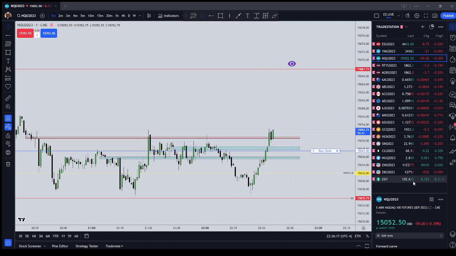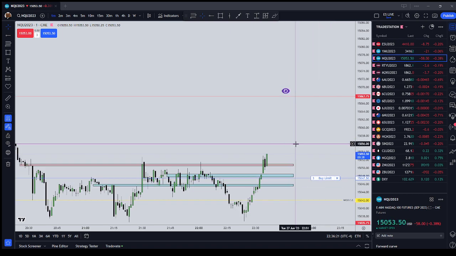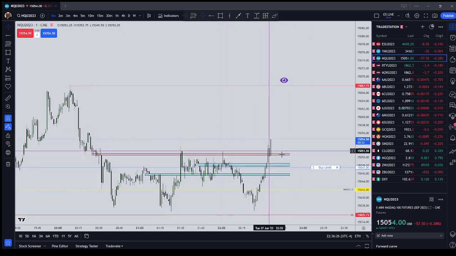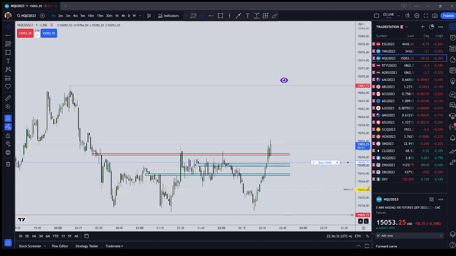NASDAQ has been pending dollar index for some time now. Okay, we are going to use any excuse now to get long. Long at the market? No, I'm not doing that. I'm going to try and enter in on an inefficiency about right there.